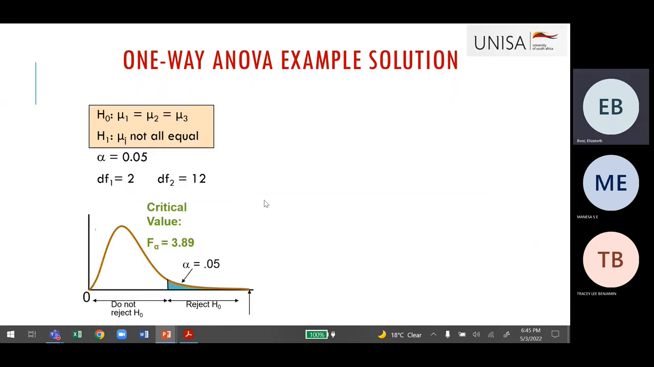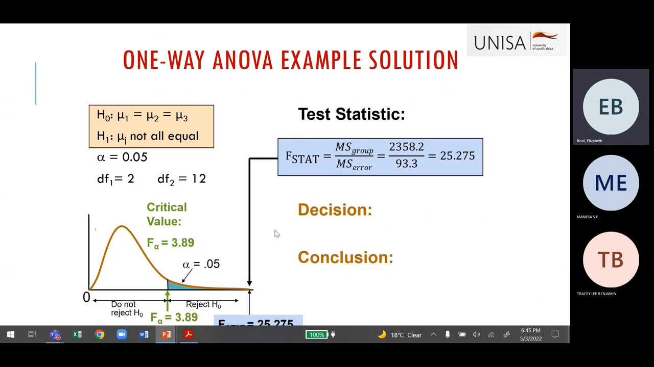You can draw up the graph because we're going to use that to state whether we are rejecting the null hypothesis or not. Remember, we did calculate the test statistic, so I don't have to go back and recalculate it. There's our test statistic, 25.275, and we can locate where it falls. It falls way beyond 3.8 because our critical value creates a region of rejection, and it's somewhere in the region of rejection.